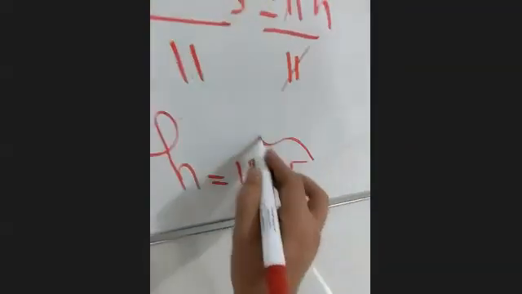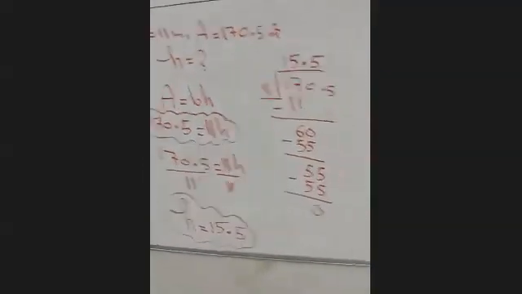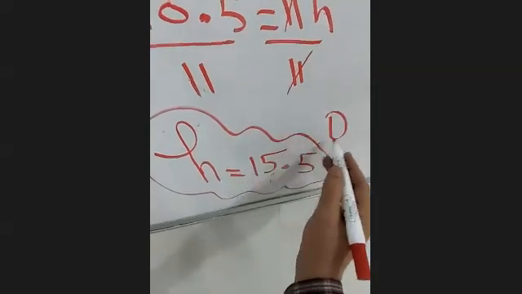15.5. Which is the correct answer? We have multiple choice. Which answer of them? D. So the correct answer is D.